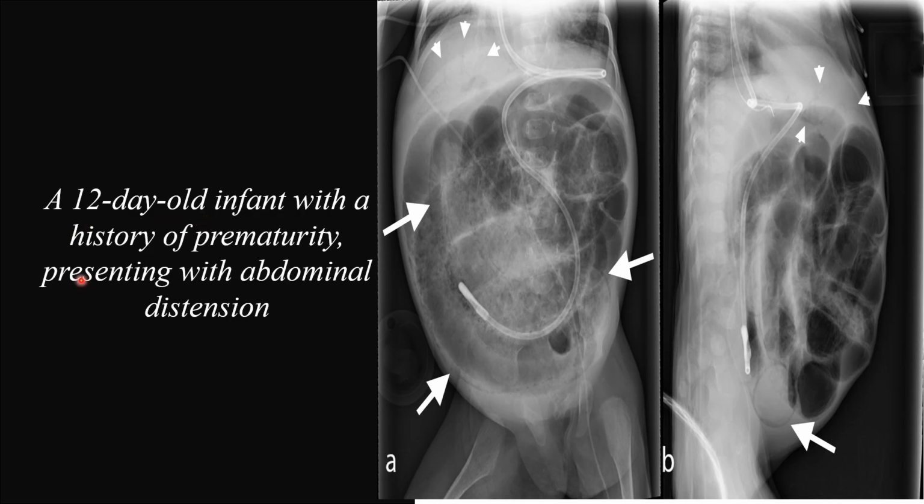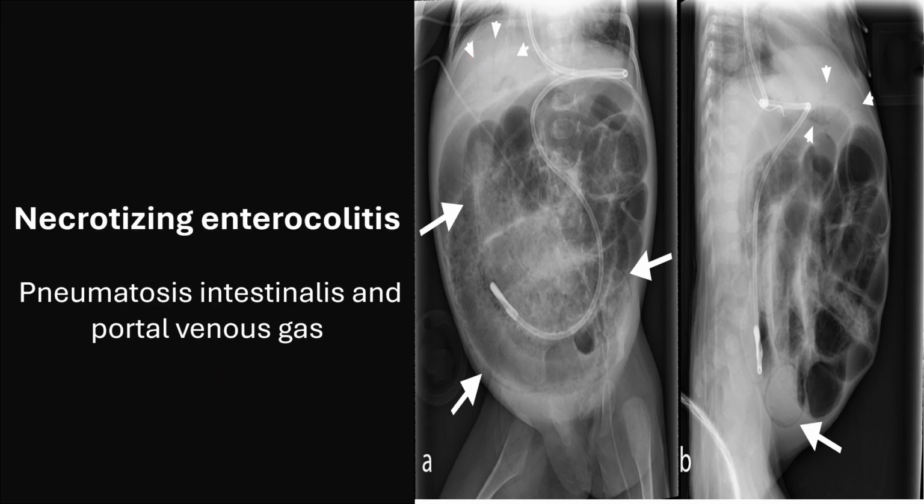A 12-day-old infant with a history of prematurity presenting with abdominal distension. This is the frontal supine X-ray, and this is cross-table. As you see here, the abdomen is distended. You have distended bowel loops, and also you can see intramural lucencies here. And if you focus here, you will see gas in the portal veins. What is the most likely diagnosis? Necrotizing enterocolitis. Intramural lucencies means pneumatosis intestinalis, and this is pathognomonic for the diagnosis of necrotizing enterocolitis. Presence of gas in the portal veins is a bad prognostic sign.